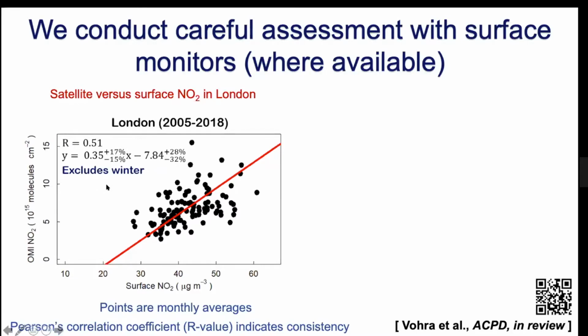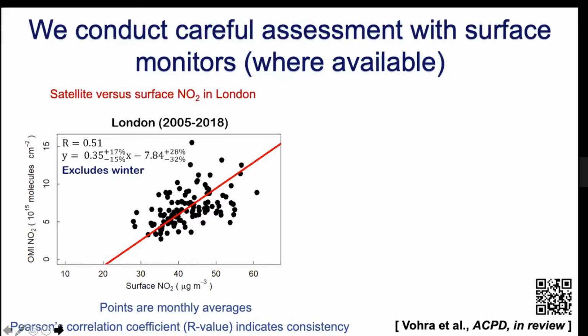Here I've excluded winter because the relationship between satellite versus surface nitrogen dioxide is quite complex and is seasonally dependent. We did a similar scatter plot for the winter months and observed a similar relationship. But this is for nitrogen dioxide where we had a lot of observations.